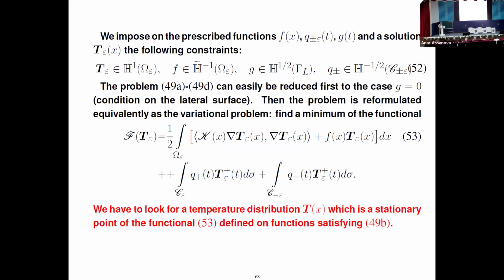What is the equivalence? If you find the infimum of this functional F, then T, if it is the infimum of this functional, is a solution to our boundary value problem. And vice versa. If T is a solution of the boundary value problem, it makes this functional infimum. There is a one-to-one correspondence. Okay, and we can work further with this functional.